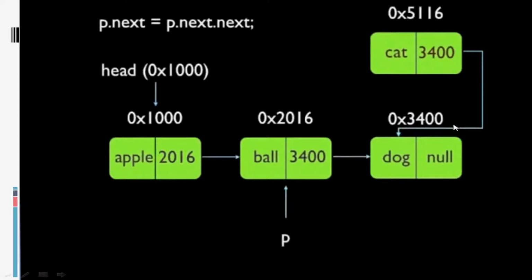If you delete the cat and make only a link of apple, ball, dog, this diagram will show the link between apple, ball, dog without the cat.